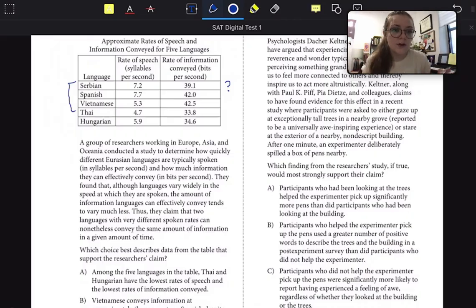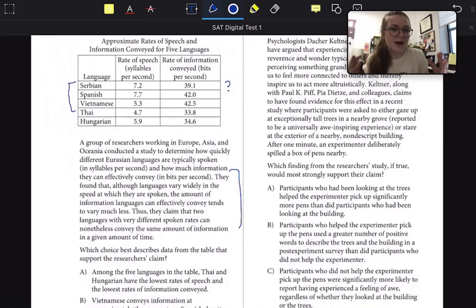Alright, let's go back and look for a couple things here. Generally these questions will give you a bit of context at the beginning. It's important to know this, but this is not necessarily where the bulk of your information is going to come from. So let's start here. They found that although languages vary widely in the speed at which they are spoken, the amount of information languages can effectively convey tends to vary much less.